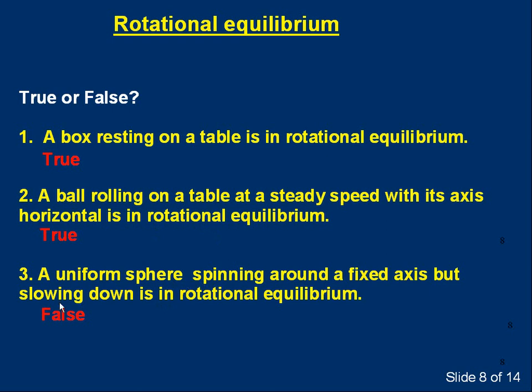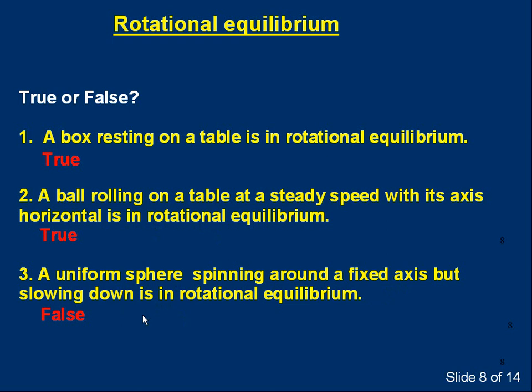And the last one is false because it's slowing down while it spins. Its centre of mass is fixed. Its centre is on the axis, but the speed of rotation is reducing. That requires a torque to make it happen, perhaps caused by friction. And that is a false statement.